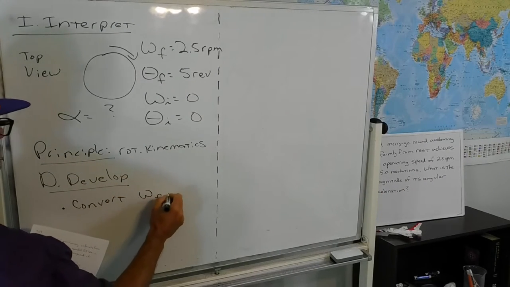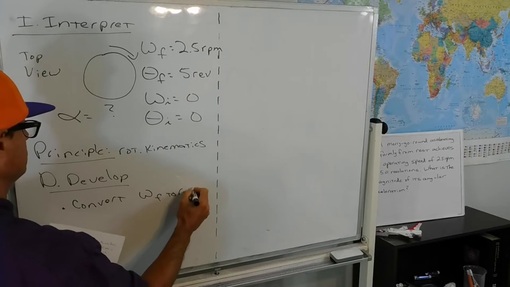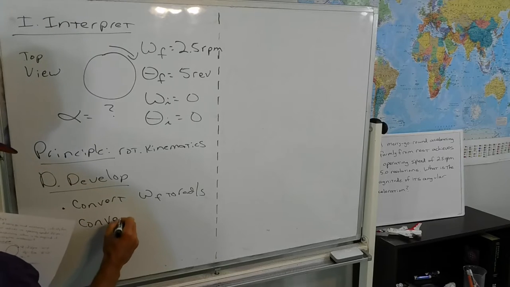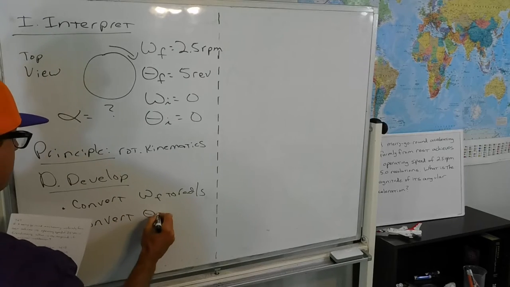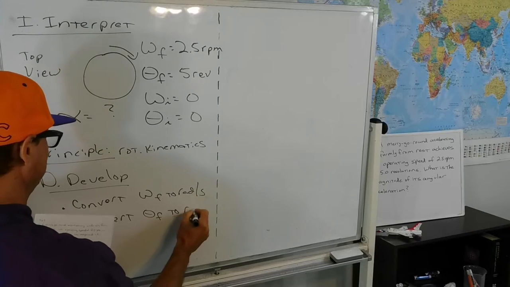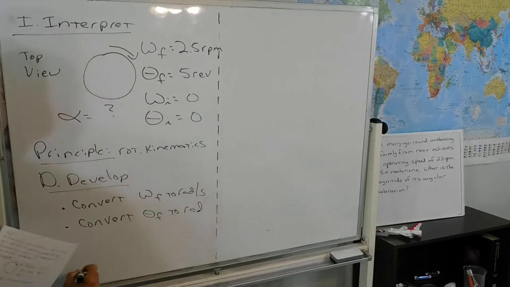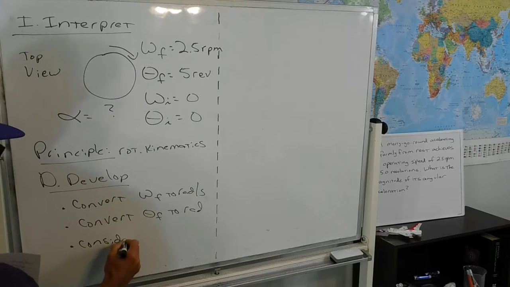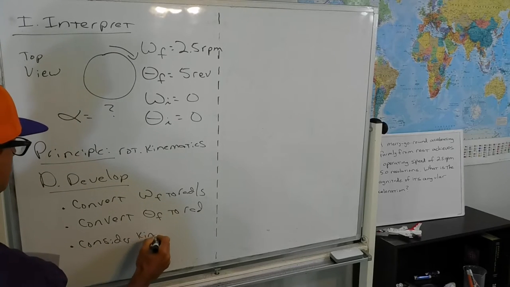We're going to convert omega final to radians per second. We're going to convert theta final to radians. Then we're going to consider kinematic equations.